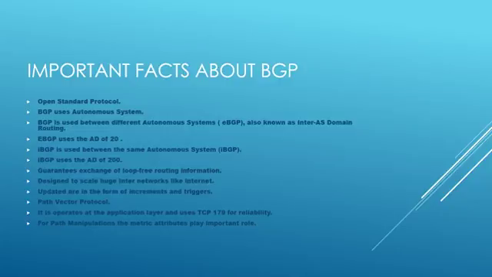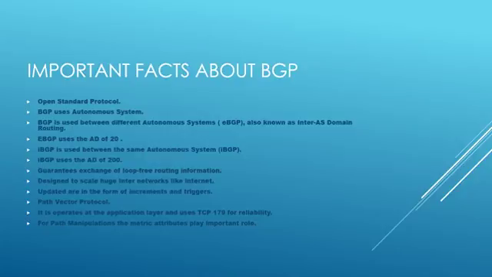Now, BGP comes in two flavors. One is eBGP, which is external BGP, and iBGP, which is internal BGP. BGP stands for Border Gateway Protocol. Now, eBGP uses the administrative distance of 20. iBGP uses the administrative distance of 200.